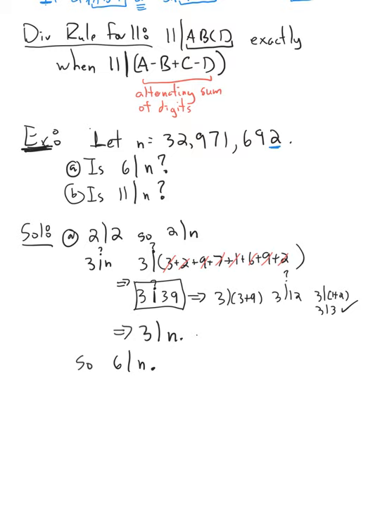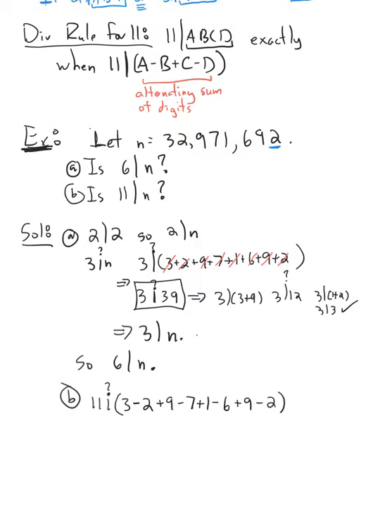Now let's do the rule for 11. Here we go. We need to do the alternating sum of the digits. Is 11 a factor of plus 3 minus 2 plus 9 minus 7 plus 1 minus 6 plus 9 minus 2? It doesn't matter if you start with negative or positive, as long as they alternate, you're good to go. So, what is this going to be?